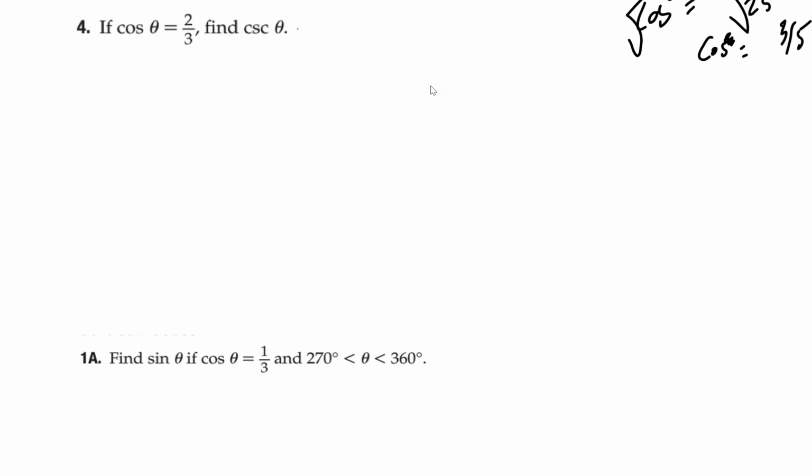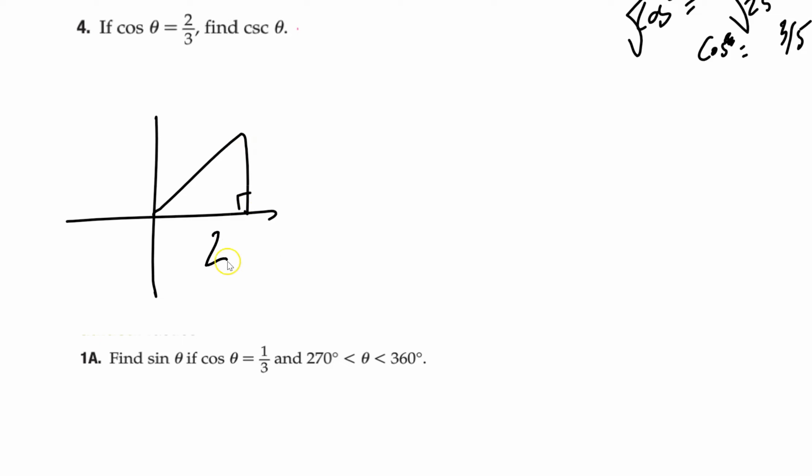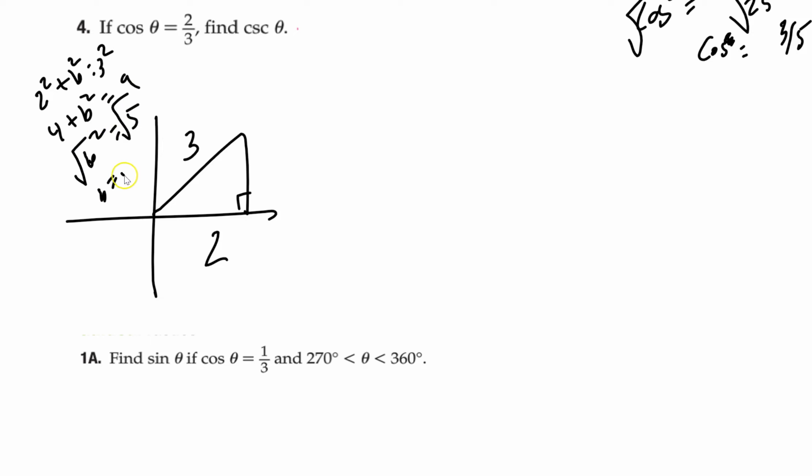Same thing here, right? Cosine's 2/3. So just draw a little triangle. Cosine is adjacent over hypotenuse. Find the missing side, a squared plus b squared equals c squared. 2 squared plus b squared equals 3 squared. 4 plus b squared equals 9. B squared equals 5. B equals radical 5.